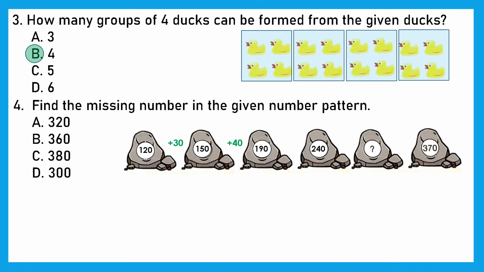So let's try from 190 to 240. Let's add 50. See whether we reach 240 or not. 190 plus 50 is equal to 240. That means our pattern is confirmed. Let's complete it. Now to 240 we are going to add plus 60 and we'll get 300. Let's confirm the last one also. Plus 70. Yeah, we got 370. So the right answer here is option D, 300.